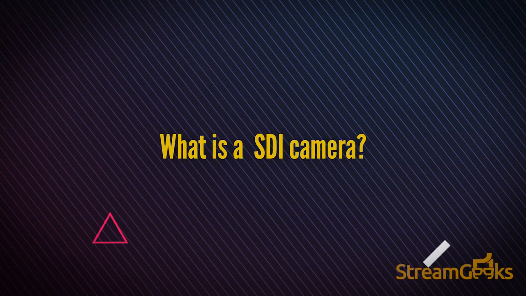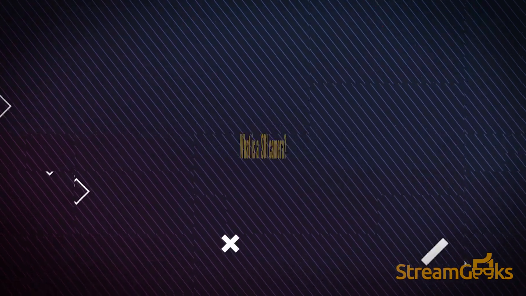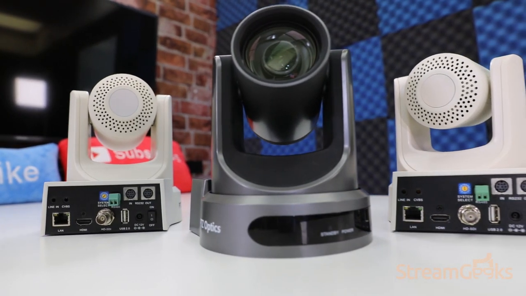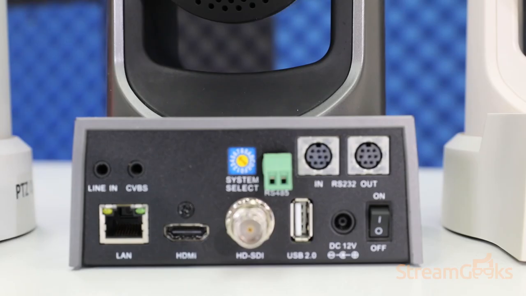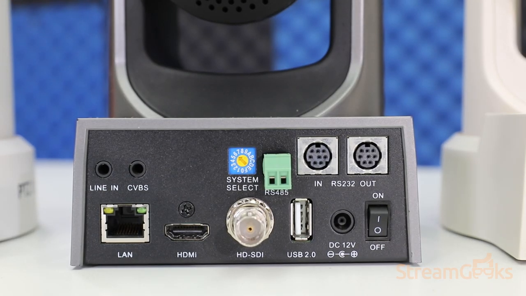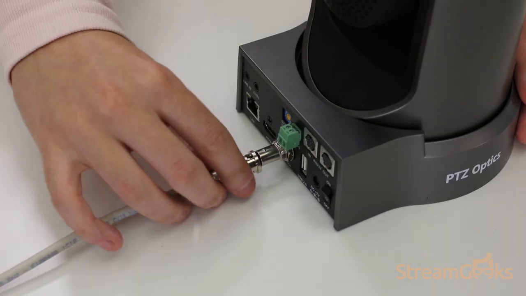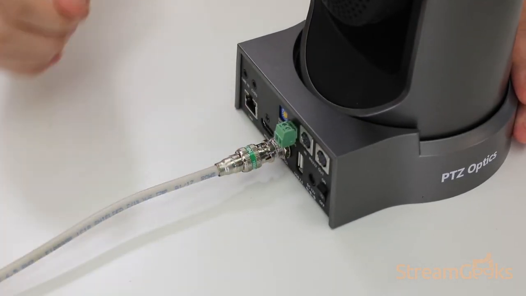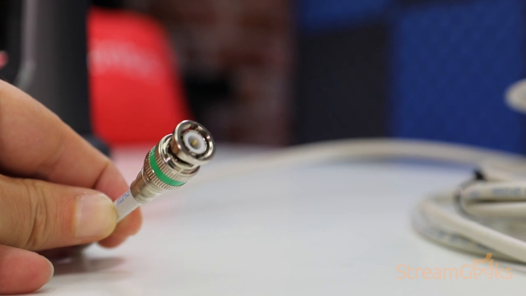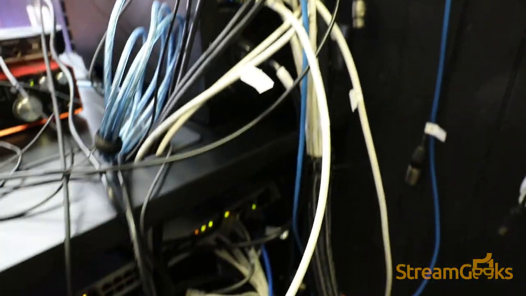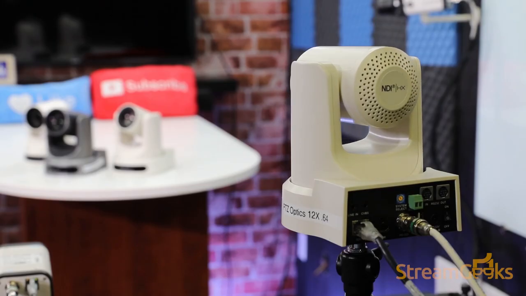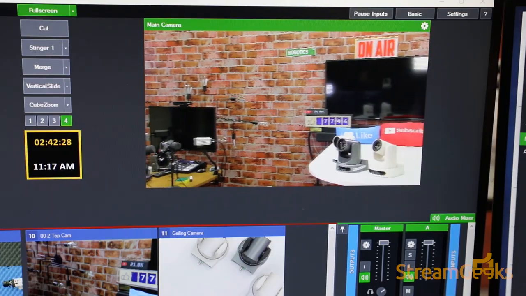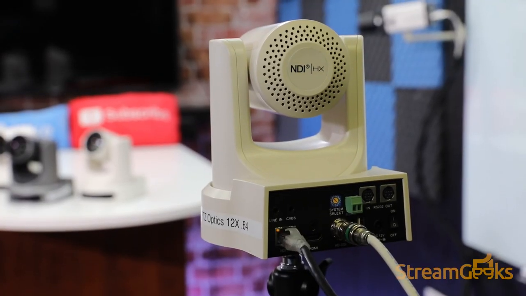What is an SDI camera? An SDI camera is a camera that features an SDI video connection. SDI video connections have a locking connector that can connect one end of a video device to another. SDI cables can connect devices such as recorders, production systems, or streaming encoders to an SDI camera. SDI cameras can output video using an SDI cable connection.